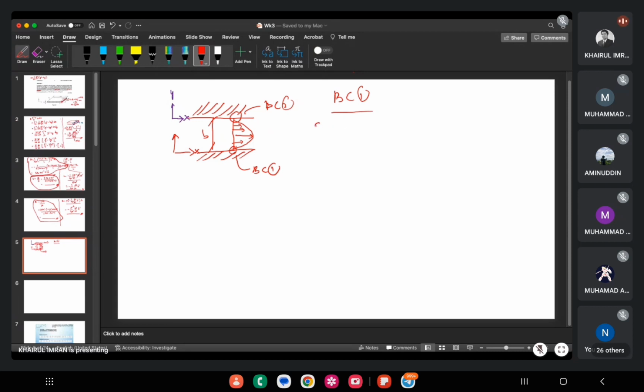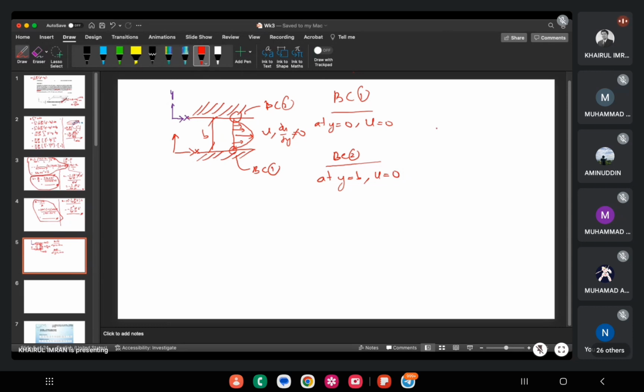So for BC1 is what? At Y equals to 0, and then you have U equals to 0, because our velocity is U. And the change of U towards Y is not equals to 0. So that is BC1. Meanwhile, BC2 akan jadi at Y equals to B, U equals to 0. Okay.